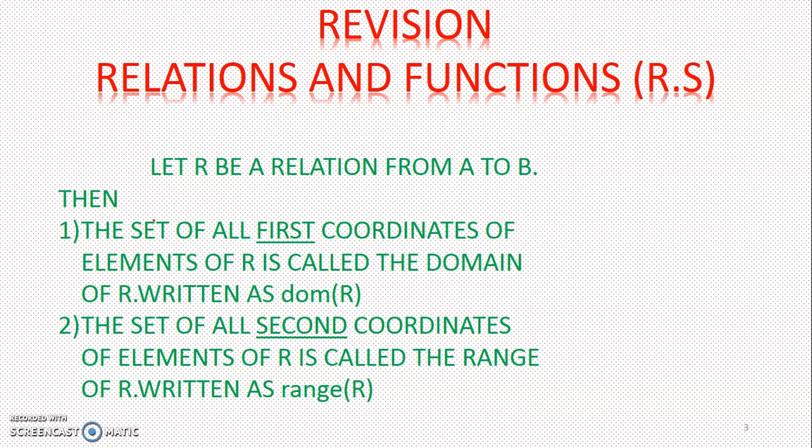Alright, students. So first we are studying this. Let R be a relation from A to B. It can be a relation defined as greater than, less than, it depends upon the question. Then the set of all first coordinates of elements of R is called the domain of R. Students are confused regarding what is domain, what is range. So I'm repeating again, what is the domain of relation R? The set of all first coordinates of elements of R is called the domain of R.